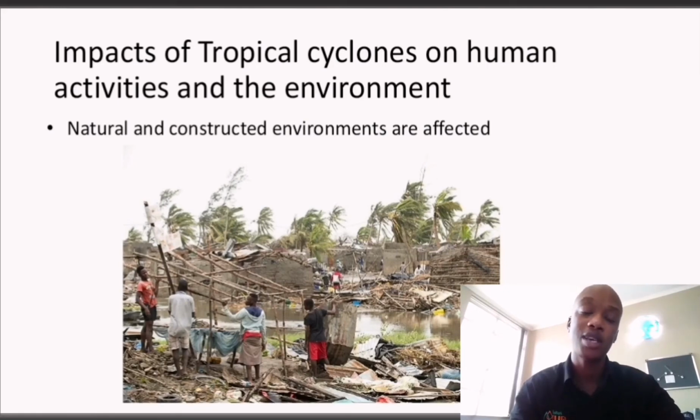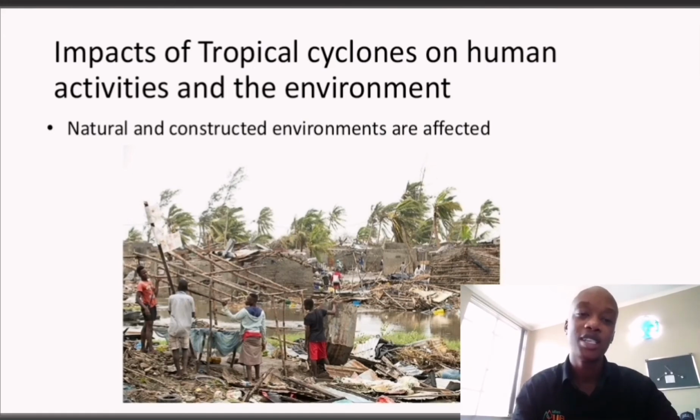When there has been a tropical cyclone, it is very much impossible for a teacher to go to class and teach. Why is it impossible for a teacher to go to class and teach when there has been a tropical cyclone? This is so because you'd find that the constructed environment, which is the school, has been destroyed by the heavy rainfall, the storms, and the winds.